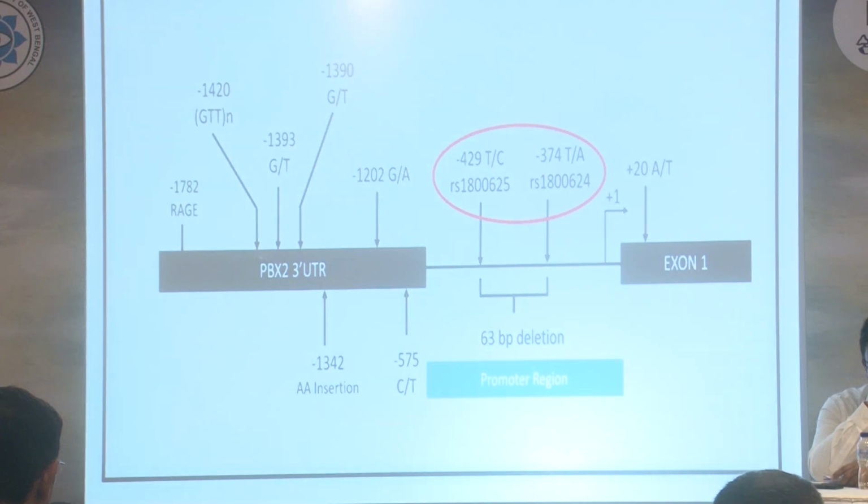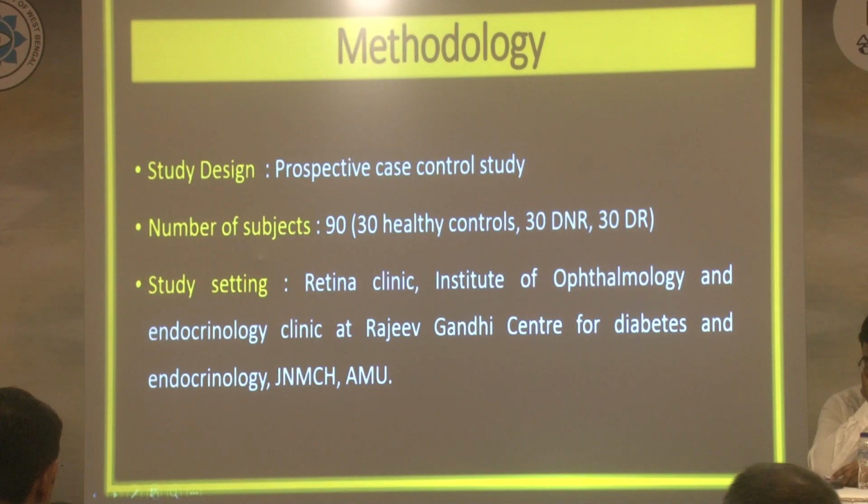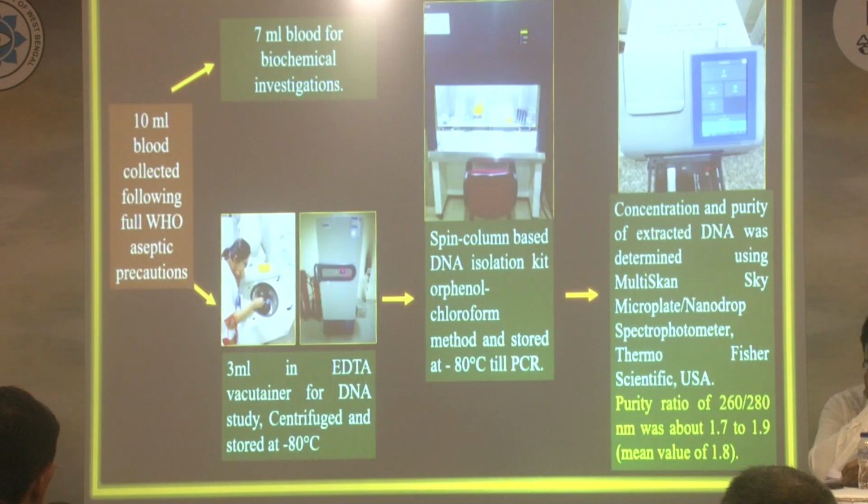In this study, I have concentrated on two polymorphisms in the promoter region of RAGE gene, 374 thymine with adenosine and 429 thymine with cytosine. It was a prospective case control study done among 30 healthy controls, 30 patients with diabetes without retinopathy and 30 with retinopathy. It was done at JNMCH AMU.